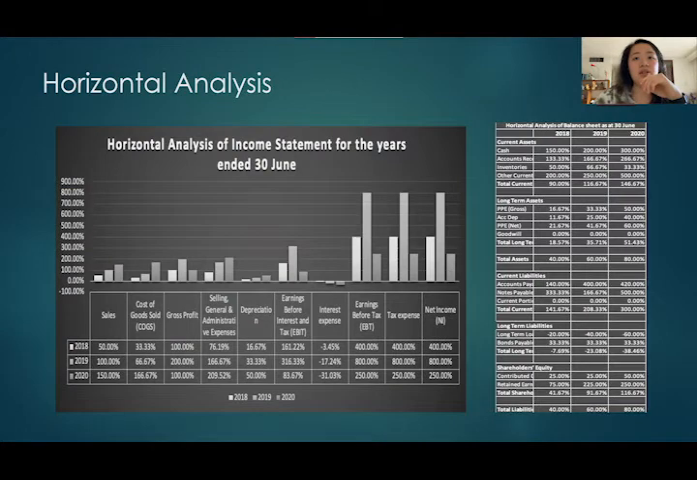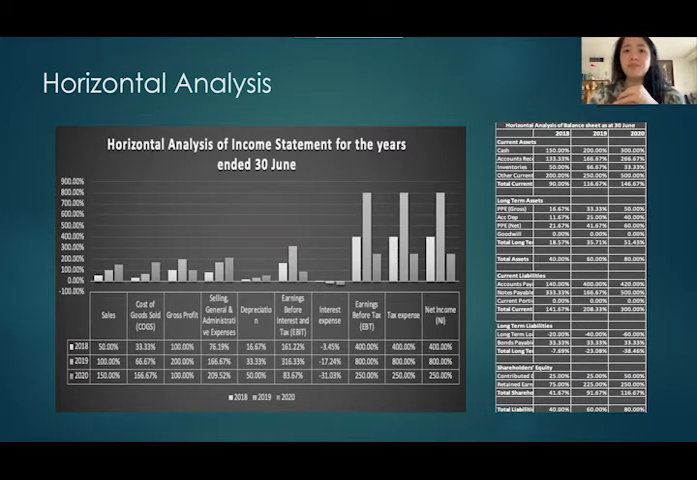Next, horizontal analysis. What is horizontal analysis? Horizontal analysis is an approach to analyze financial statements, such as the income statement and balance sheets, by comparing a certain period to the base year, which in our case is 2017. Take one row for example. The total asset percentage change in 2019 is 80%.